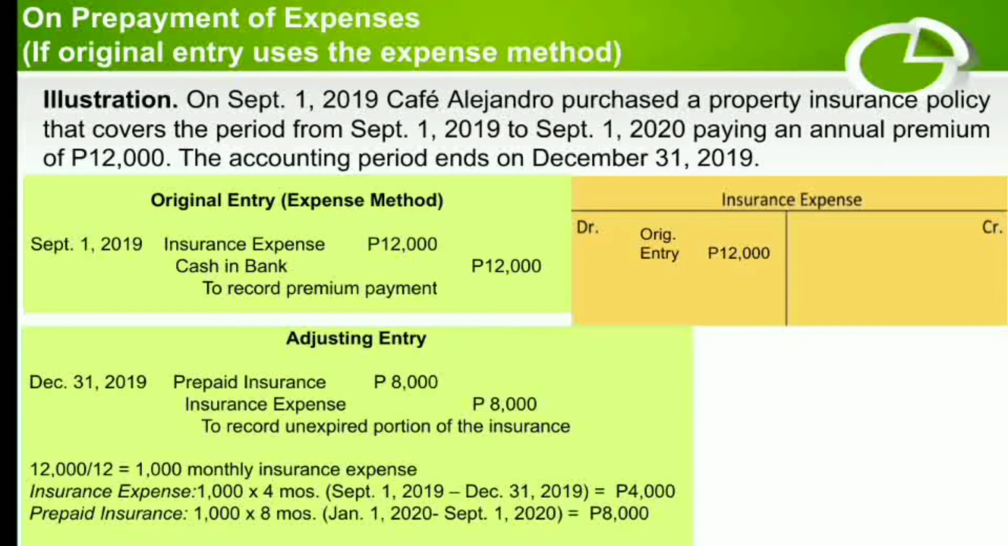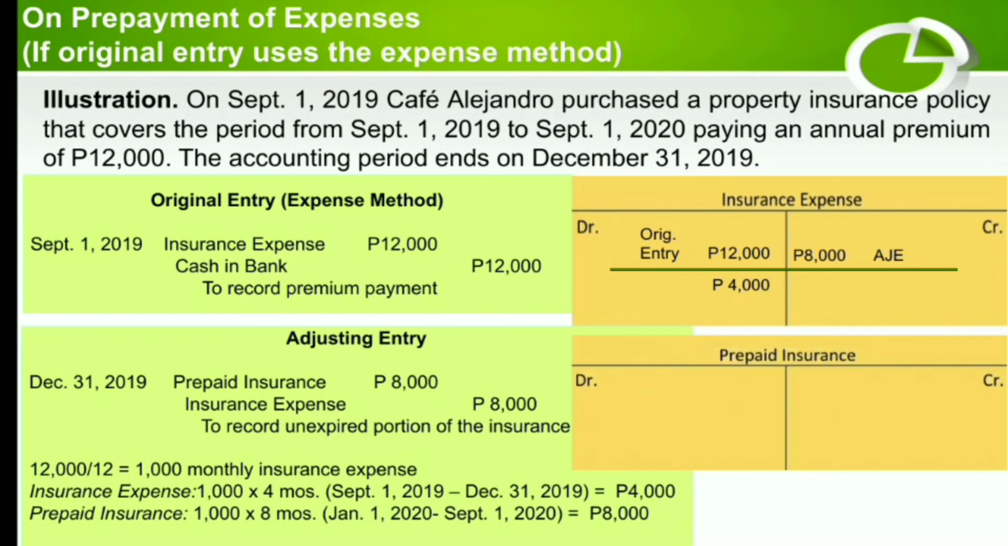And then the insurance expense of 8,000 pesos is credited in order to arrive at the correct insurance expense balance of 4,000 pesos. It's because if you're going to credit or post this insurance expense of 8,000 here in the credit entry, the insurance expense balance will be 4,000 pesos, which is the correct insurance expense balance. And then for the prepaid insurance of 8,000 pesos, this will be posted in the debit side of the prepaid insurance account.